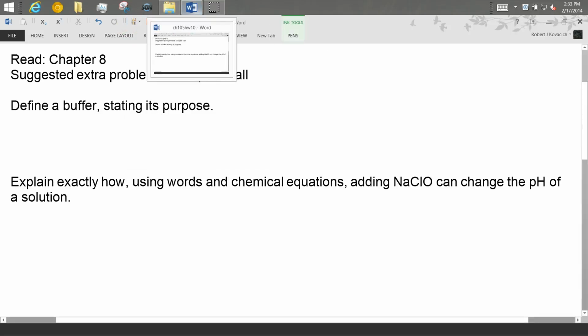Okay, what do you guys want to answer for this first part up here? Defining a buffer and stating its purpose, or stating its purpose in the definition. What's it supposed to do? What's a buffer supposed to do? That's it. There isn't anything else to it. It stops pH from changing.